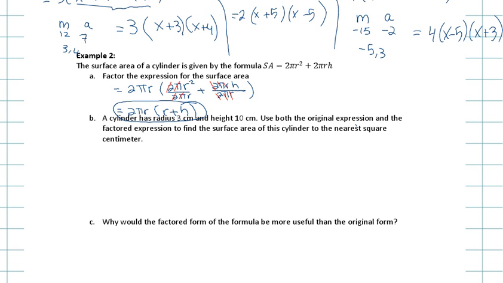A cylinder has radius of 3 centimeters and a height of 10 centimeters. Use both the original expression and the factored expression to find the surface area of the cylinder to the nearest square meter.